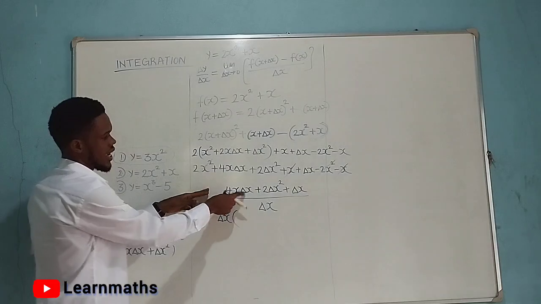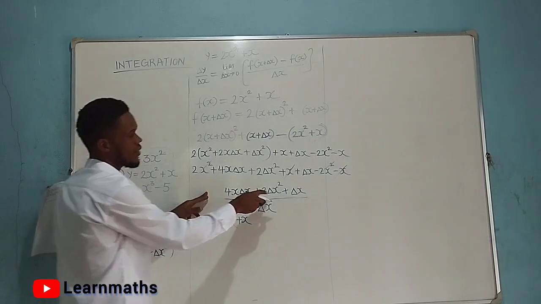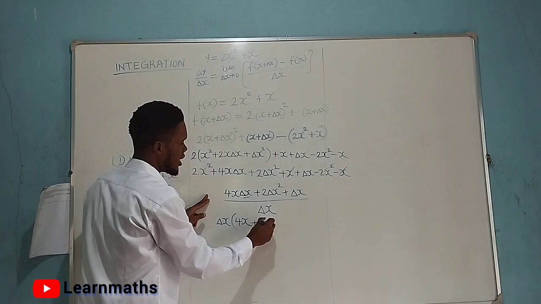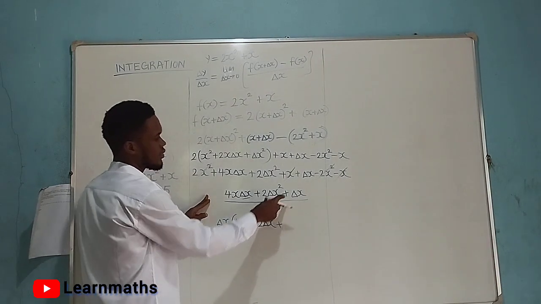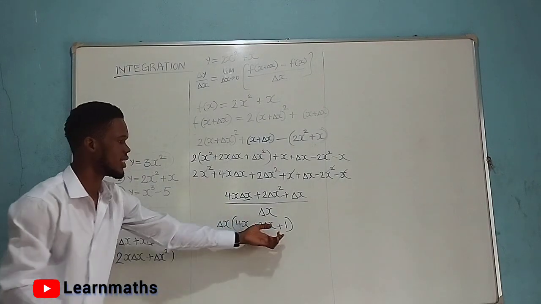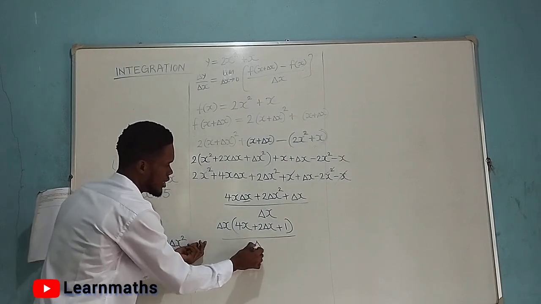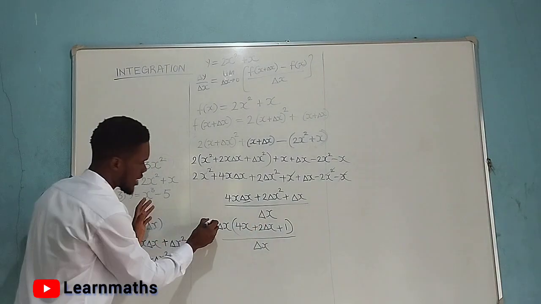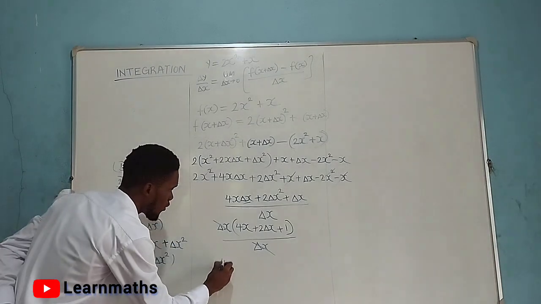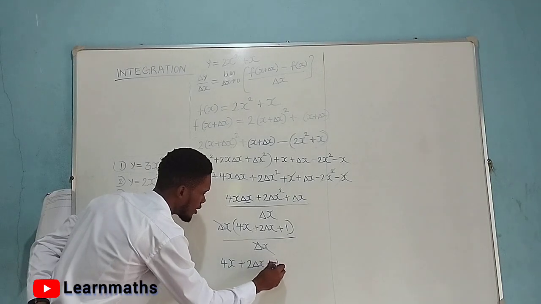If I factor out change in x from 4x change in x, I'll be left with 4x, right? If I factor out change in x from 2 change in x squared, I'll be left with 2 change in x. Then if I factor out change in x from change in x, I'll be left with 1. So this is the factorization of change in x from this expression, all divided by change in x. Now change in x can cancel out change in x, so we are left with 4x plus 2 change in x plus 1.